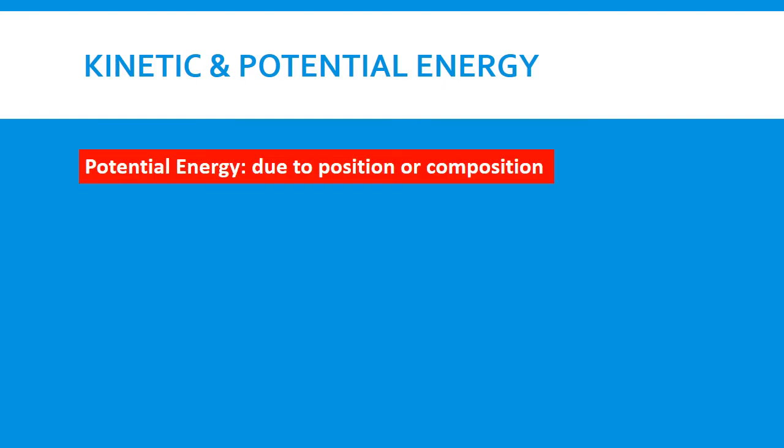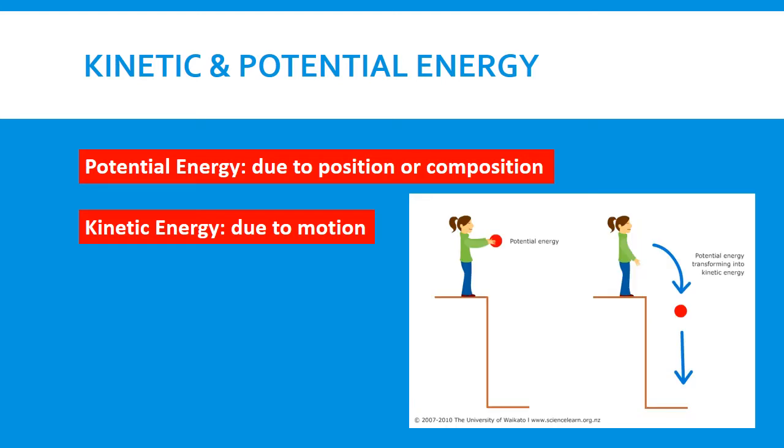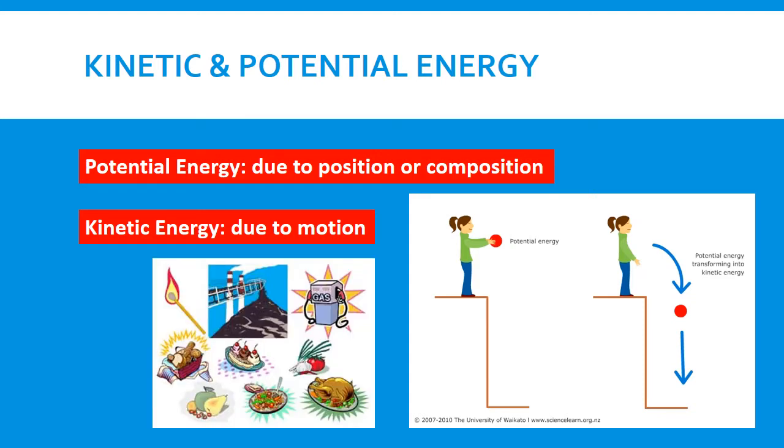When we think about the different types of energy, we have either kinetic or potential energy. The potential energy is due to the position or composition of a substance, whereas the kinetic energy is due to motion, or we say energy of motion. So as this girl stands at the top of this ledge with the ball in her hand, it has potential energy. As she releases it and it drops, the potential energy is being transformed into kinetic energy. It had potential energy due to its position, and now because it's moving, it will have kinetic energy, which is the energy due to motion.